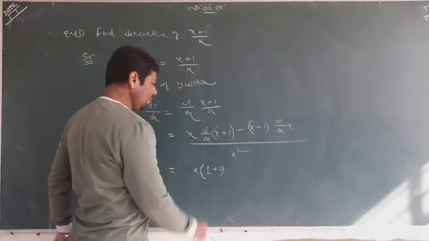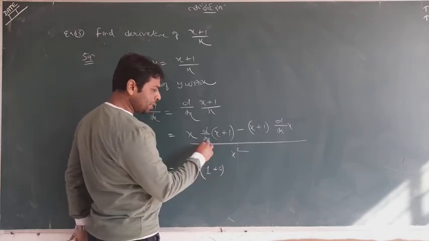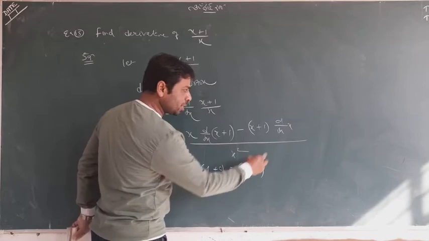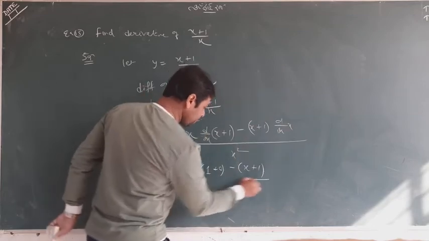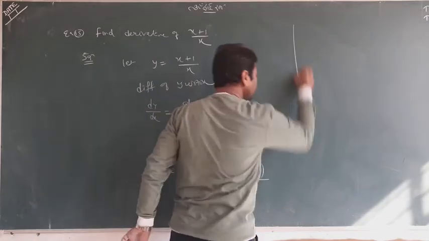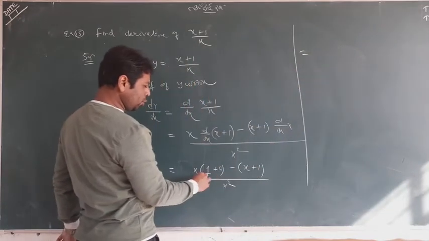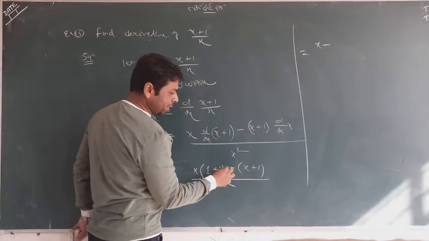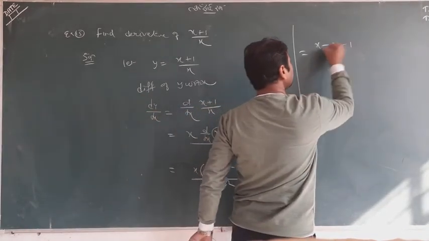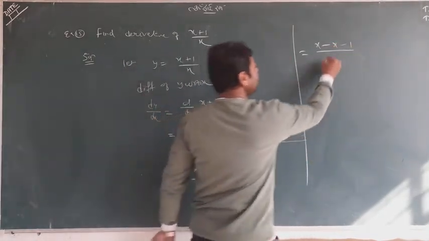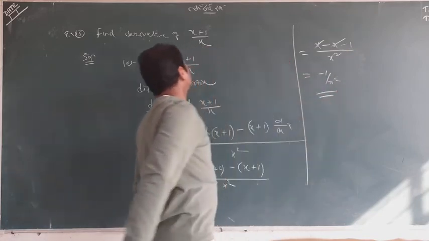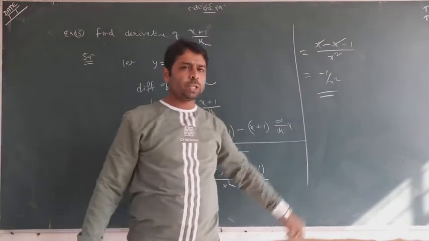Now we were here: d by dx of x is 1, d by dx of 1 is 0, minus, as it is, d by dx of x is 1, upon x square. So what is the answer now? We have x into 1, which is x. Open the bracket with a minus sign: minus x minus 1, upon only x square. These two will cancel, and this is my answer. Differentiation of x plus 1 upon x is minus 1 by x.